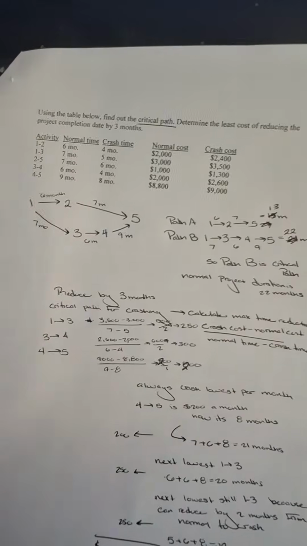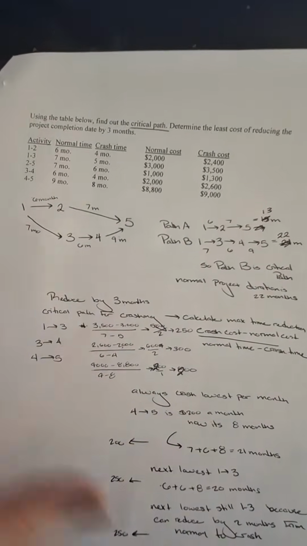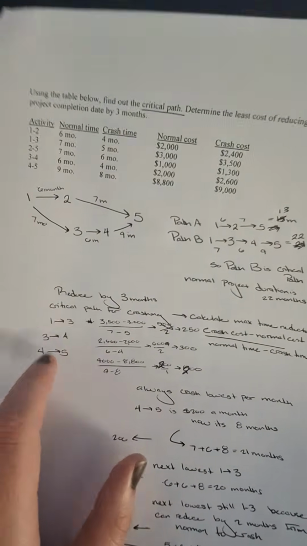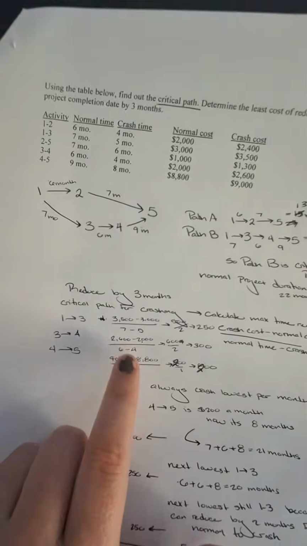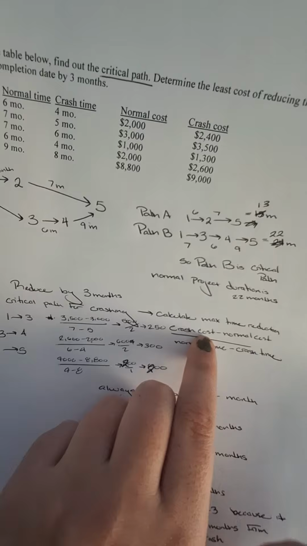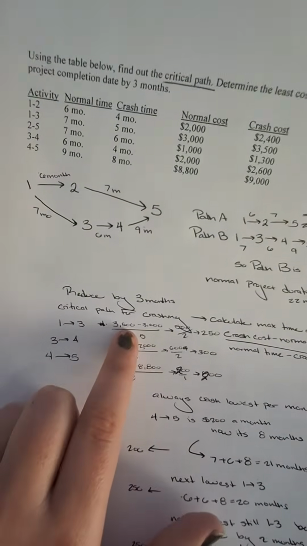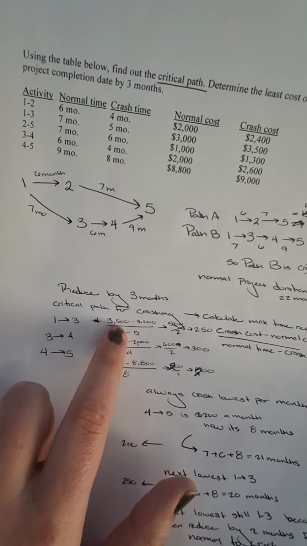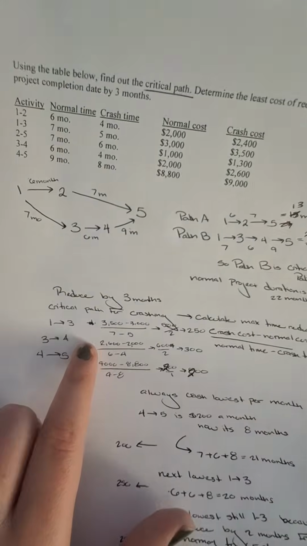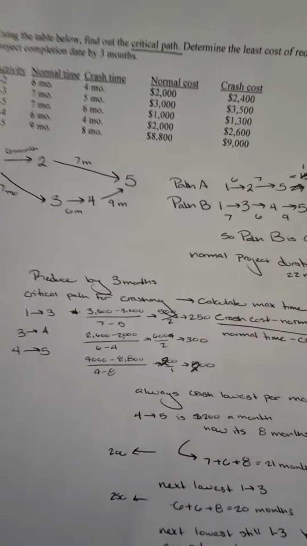That's what it's called. So we're going to focus on our critical path because reducing the other one isn't going to really affect it. We want to focus on our critical path. That's why we're doing 1 to 3, 3 to 4, and 4 to 5, like here. So first we need to calculate the max time reduction. So that's going to be our crash cost minus our normal cost, all over our normal time minus our crash time. So this first one's going to be our 3,500 minus 3,000, all of it's given up here, and then 7 minus 5. That's going to give us 500 divided by 2 is 250.